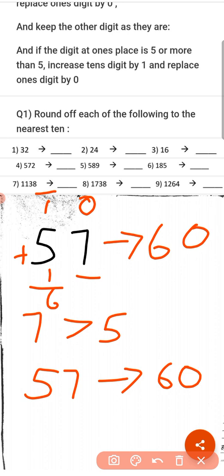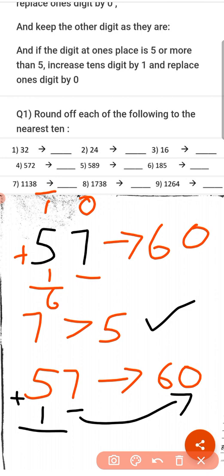How will we get the answer? First, we have to check the digit at the ones place. The digit at the ones place is 7. Here 7 is greater than 5. So what will we do? We replace 7 by 0. Then we add 1 to this 5, that is 6. So our answer is 60. Clear?